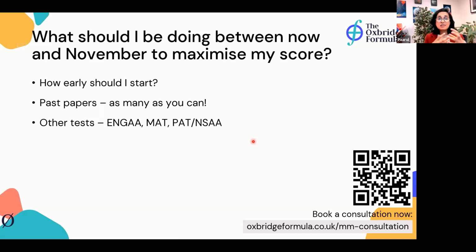Obviously, the MAT, which is the maths exam for Oxford, has multiple choice maths questions, which you can use to practice. If you're doing the PAT, do the NSAA, and if you're doing the NSAA, do the PAT.